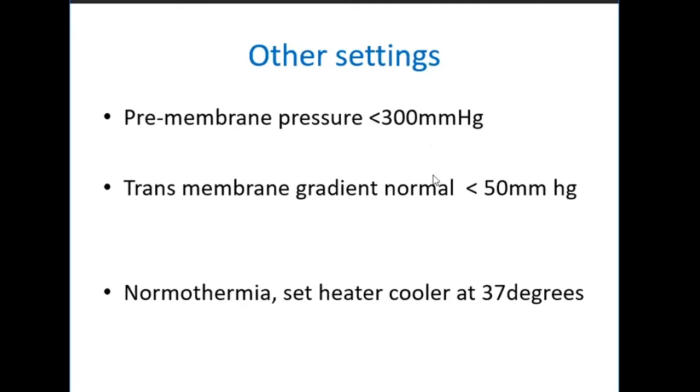For beginners, these pressures should be kept in this range. If the pressure is going high, particularly the transmembrane gradient, that means the difference between pre-membrane and post-membrane pressure is higher, and the pre-membrane pressure is less than 300 but the gradient is high, that means there is some problem in the oxygenator, and you should think that the oxygenator has to be changed. Otherwise, the patient will have some problem.